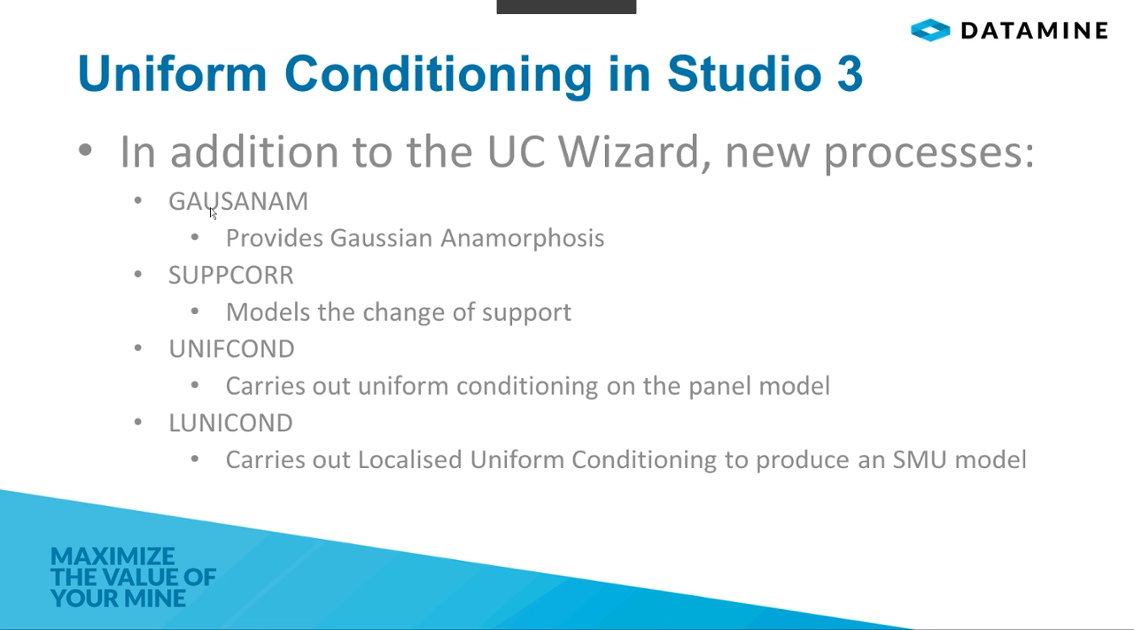As well as the uniform conditioning wizard, which I should add, if you are running a macro, it will save all of the processes that have been run to that macro. But if you weren't keen to use the wizard and you wanted to use the processes individually, this implementation has created new processes: GAUSSAMP, which provides Gaussian anamorphosis, to model the change of support and the information effects; UNIFCOND, which carries out uniform conditioning on the panel model; and LUNICOND, which carries out localized uniform conditioning to produce the SMU model.